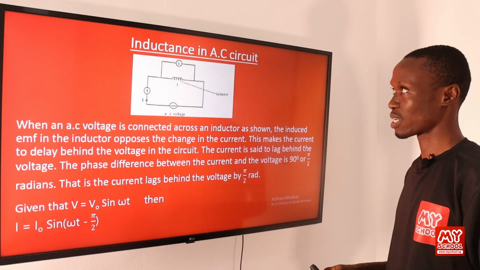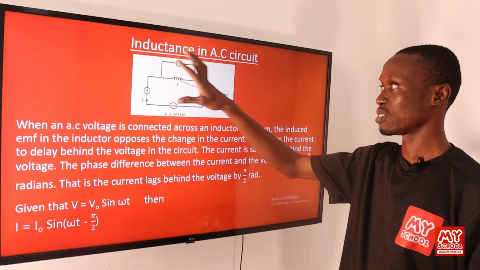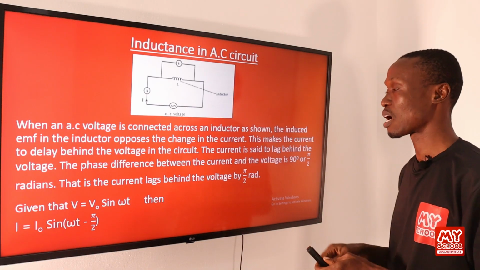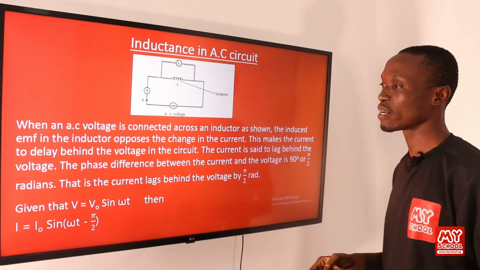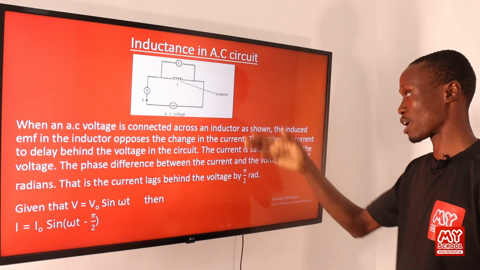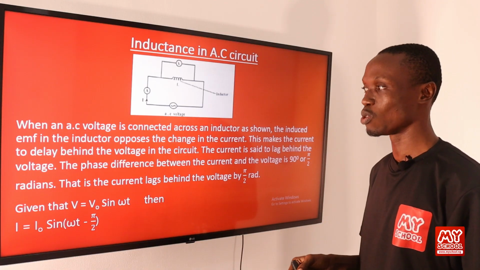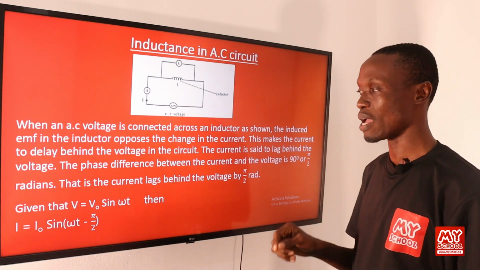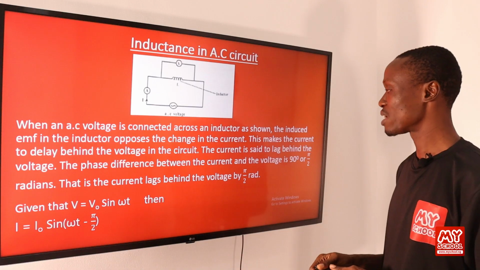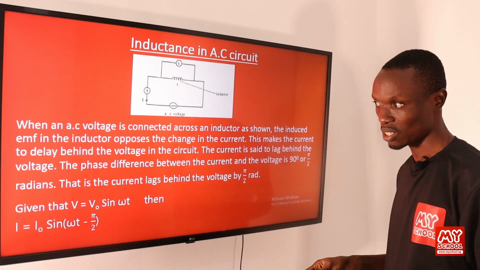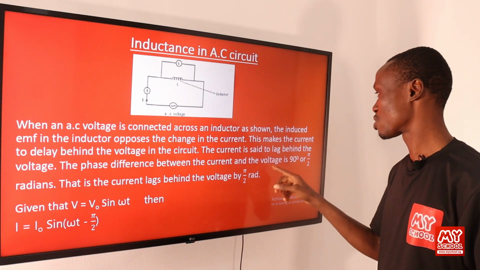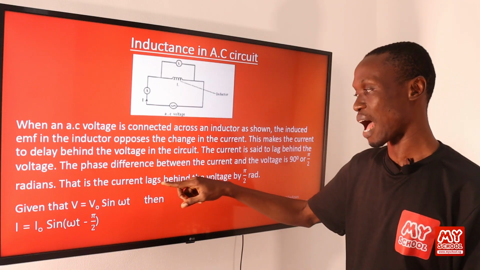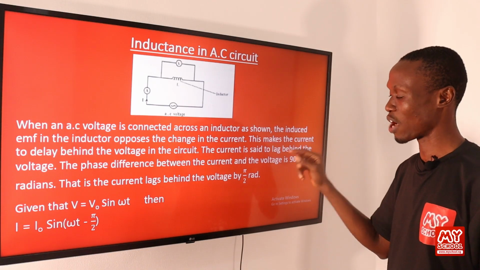Now let's talk about inductors in AC circuits. So this is the diagram of an AC voltage connected across an inductor. When an AC voltage is connected across an inductor as shown, the induced EMF in the inductor opposes the change in the current. This makes the current delay behind the voltage in the circuit. The current is said to lag behind the voltage. The phase difference between the current and the voltage is 90 degrees or pi over 2 radians. That is, the current lags behind the voltage by pi over 2 radians.